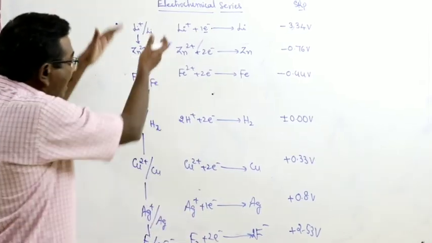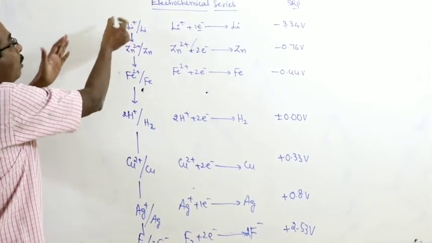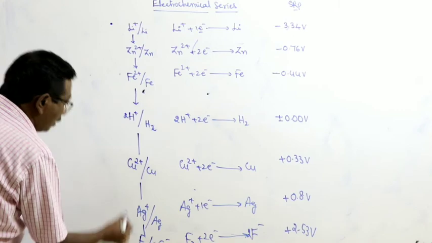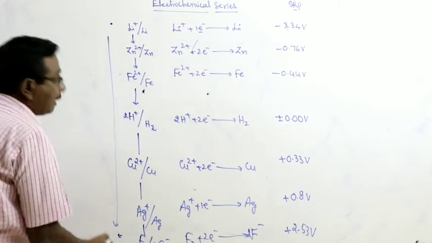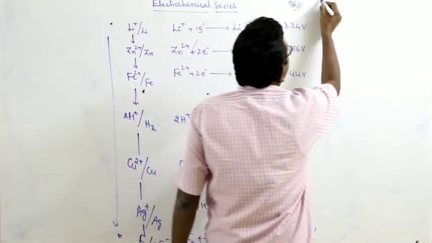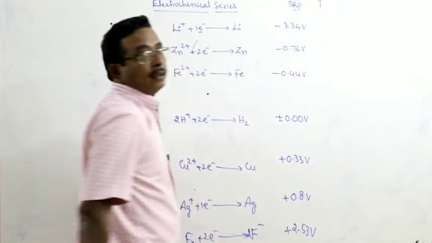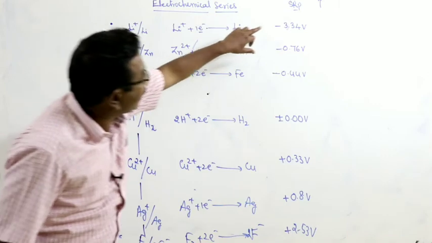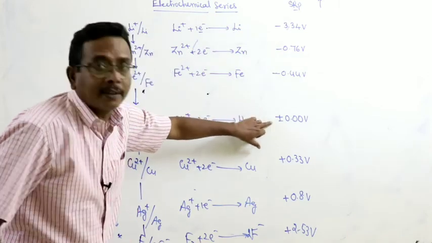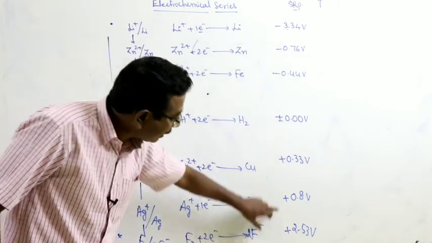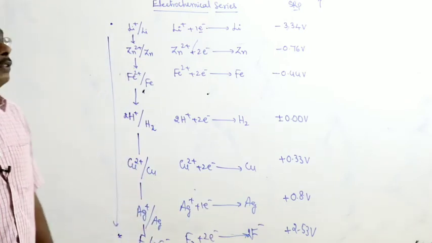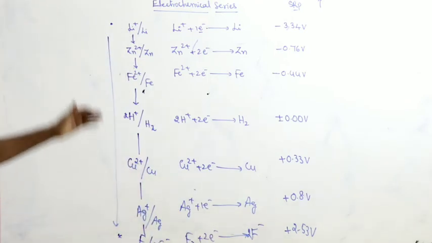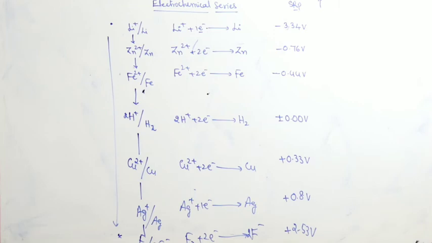Means what? In the electrochemical series, as we move from top to bottom, the SRP value gradually increases. How can you say gradually increases? The negative value gradually decreases up to the hydrogen electrode and then increases up to 2.53 volts. This is about the electrochemical series.